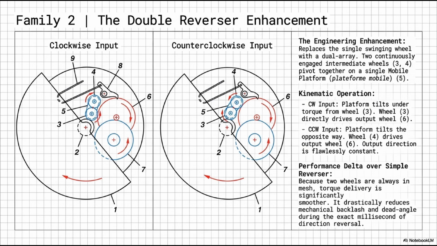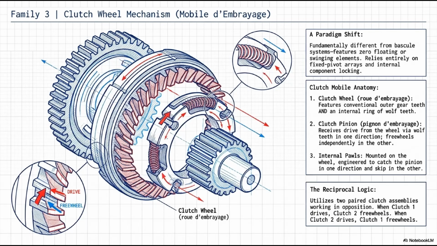Most importantly, it drastically reduces mechanical backlash and the dead angle, the wasted rotation, during the exact millisecond of direction reversal. It is a highly refined, continuous delivery system. We now arrive at the pinnacle of modern automatic winding, Family 3, the clutch wheel mechanism, or mobile d'embrayage. This represents a massive paradigm shift in horological engineering.